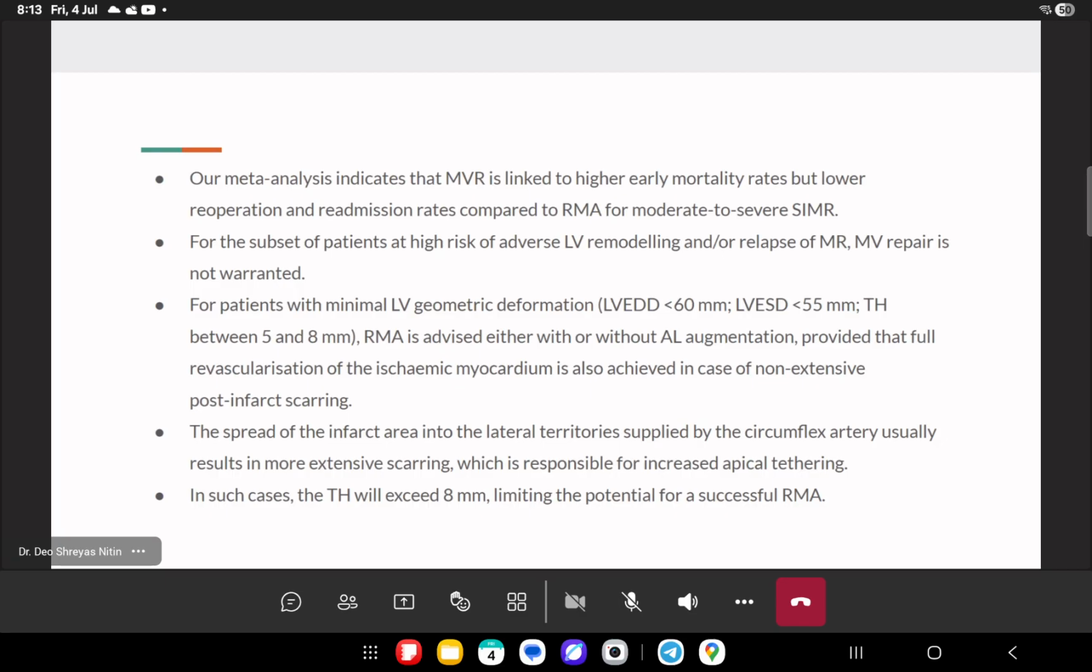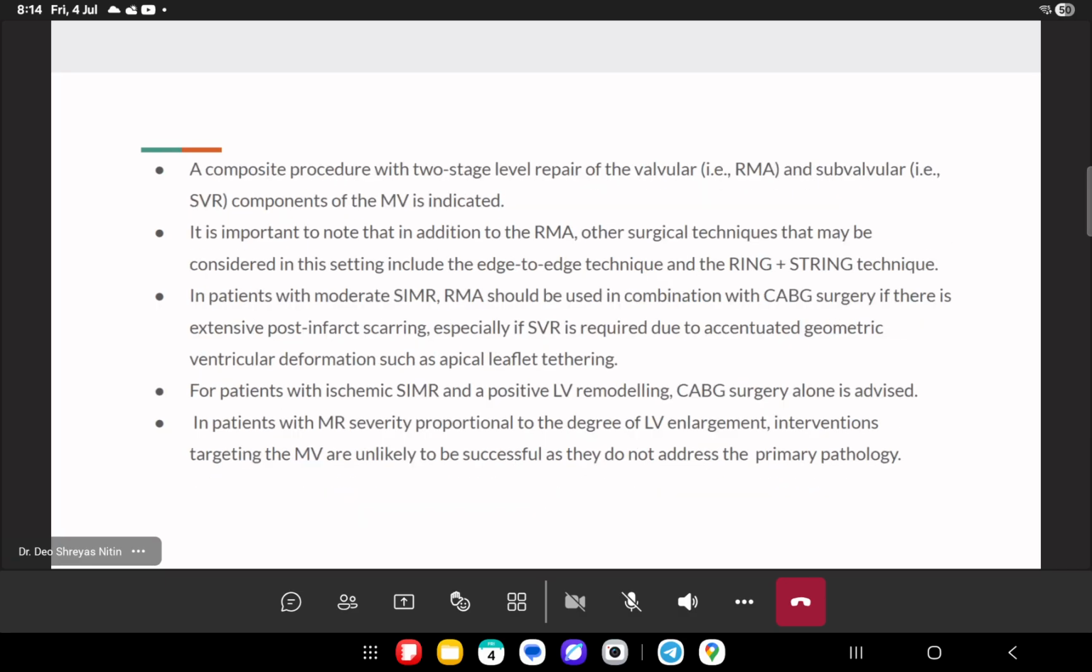The spread of the infarct area into the lateral territory supplied by the circumflex artery usually results in more extensive scarring, which is responsible for increased apical tethering. In such cases, tenting height will exceed 8 mm, limiting the potential for successful restricted mitral annuloplasty. A composite procedure with two-stage level repair of the valvar, that is restricted mitral annuloplasty, and subvalvular, that is surgical valve repair components of the mitral valve, is indicated.